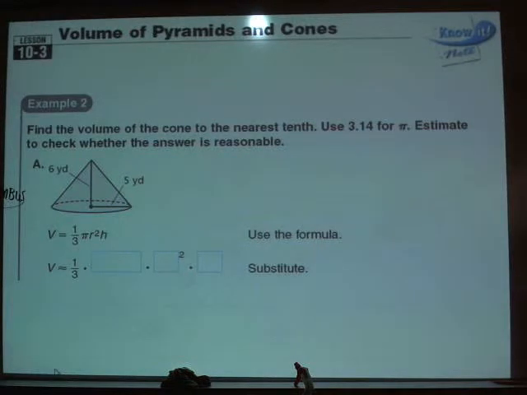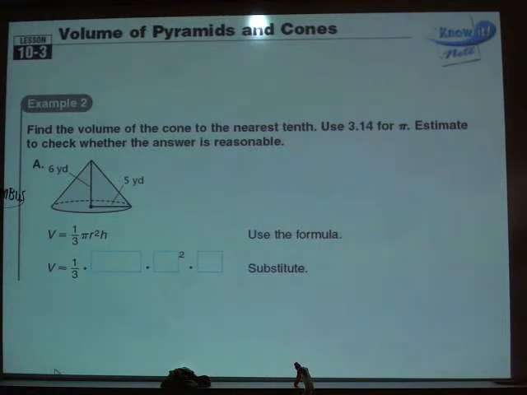Pi r squared can be used instead, since we know that that base is always a circle. So we've got a cone here. As you can see, they've given us the radius halfway across the base, marked at 5, and the height, which is marked at 6. So we're going to go ahead and dump those numbers into the formula and solve.